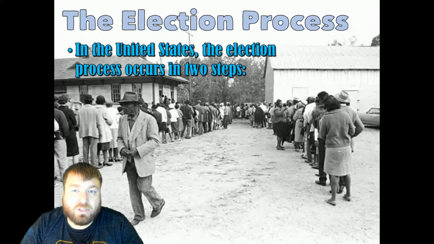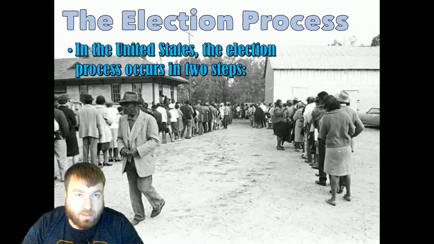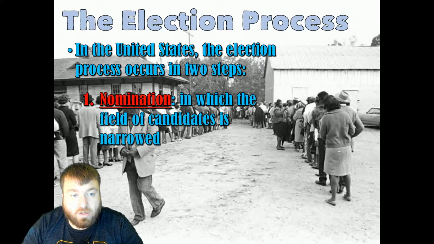Next up is the election process. In the United States, the election process occurs in two steps. Now we're going to be talking mostly about the presidential election, but this goes for other offices as well. The first step is nomination, in which the field of candidates is narrowed.